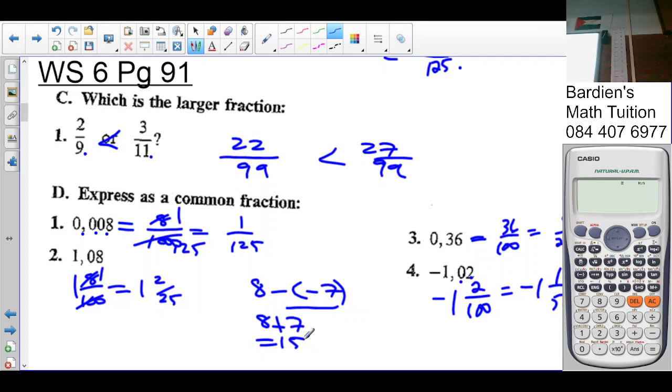Number 10 is 0. Number 11 is 36. Number 12 is negative 10. Number 13 is negative 7. Number 14 is 10. 15 is 6. 16 is negative.